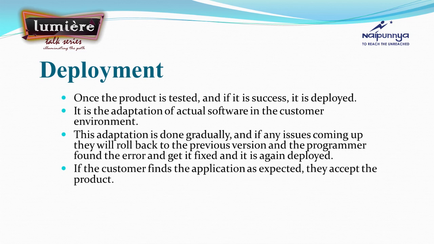Once the product is tested and if it is a success, then it is deployed to the customer environment. This adaptation is done gradually, and if any issues come up, they will roll back to the previous version, and the programmers find the error and get it fixed. It is again deployed in the customer environment. If the customer finds the application as expected, they accept the product.